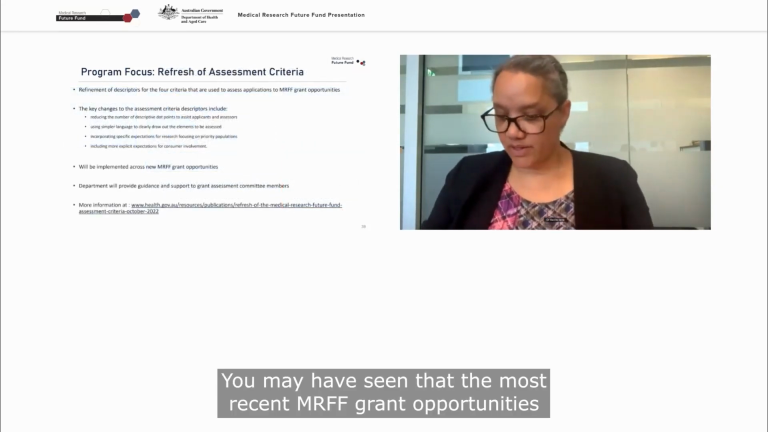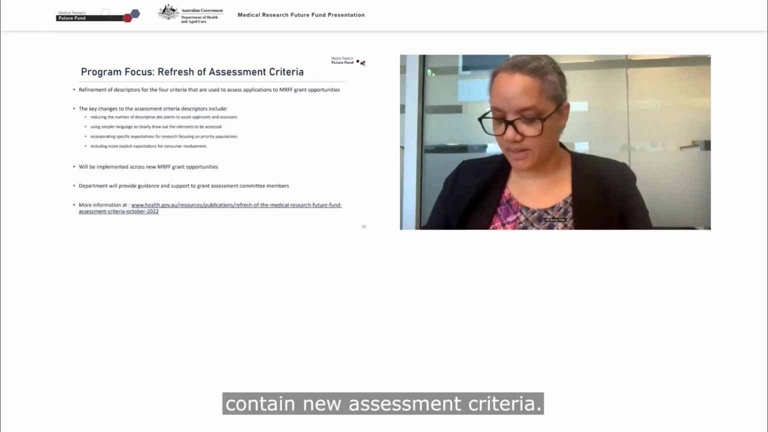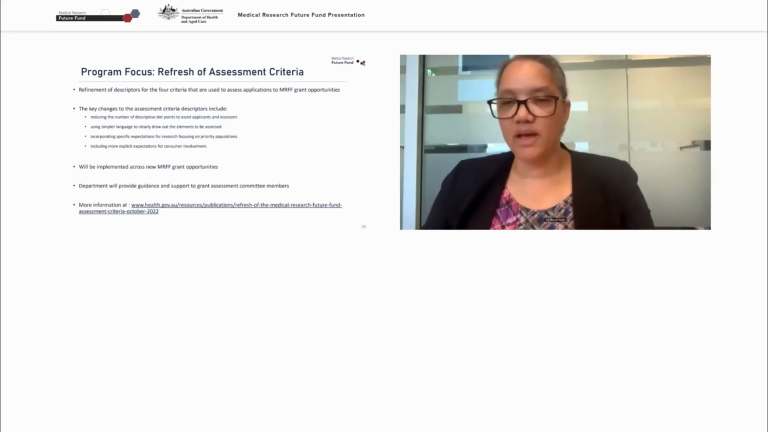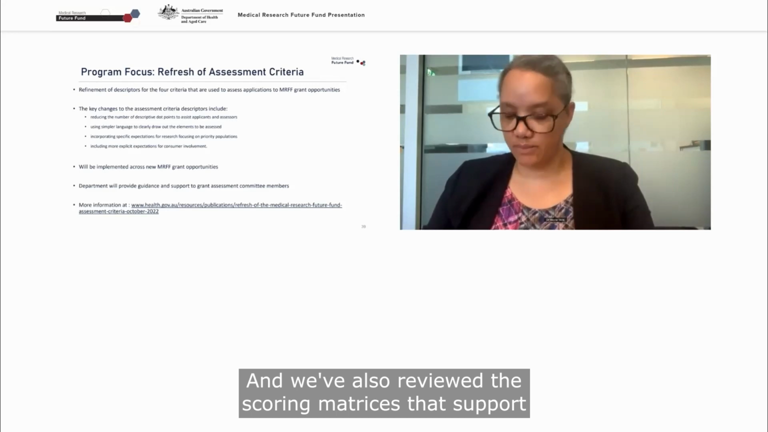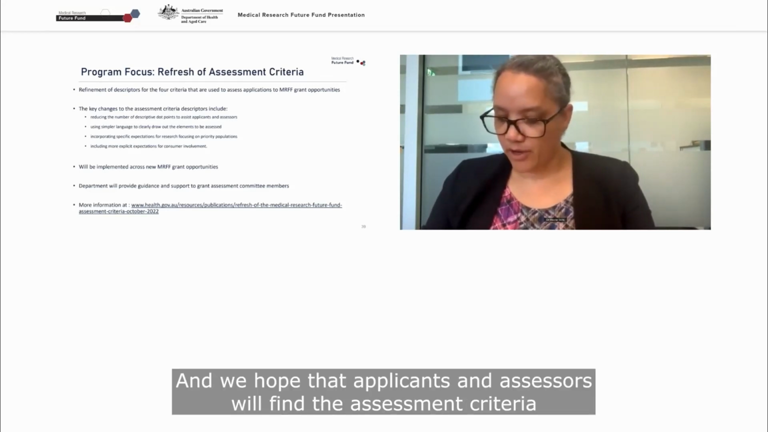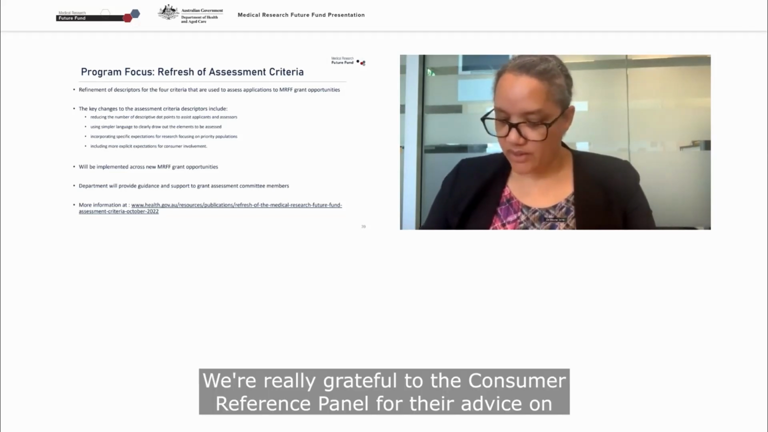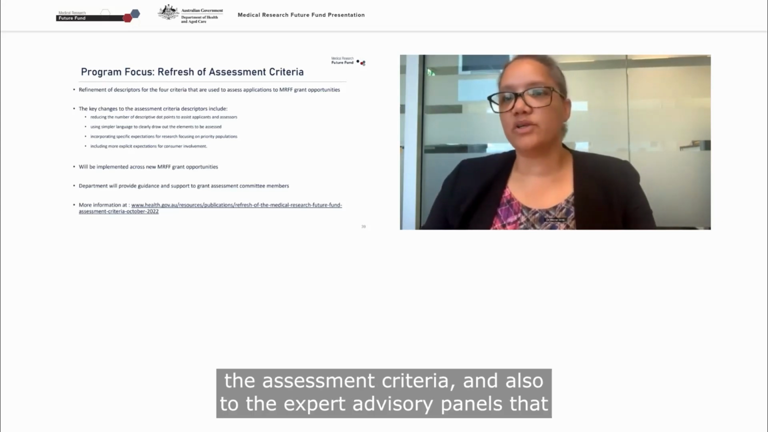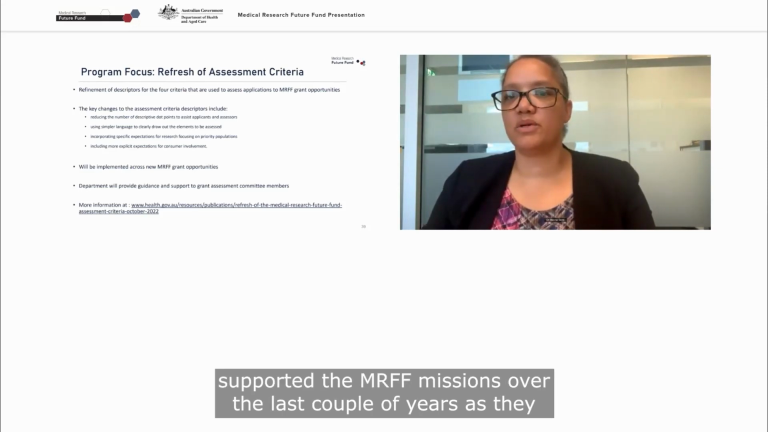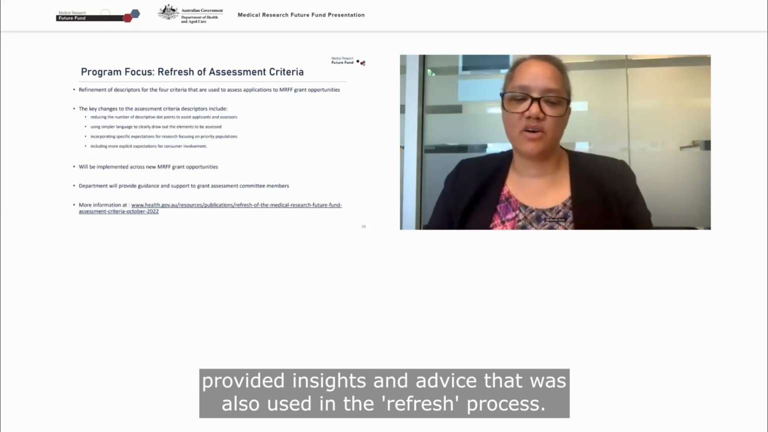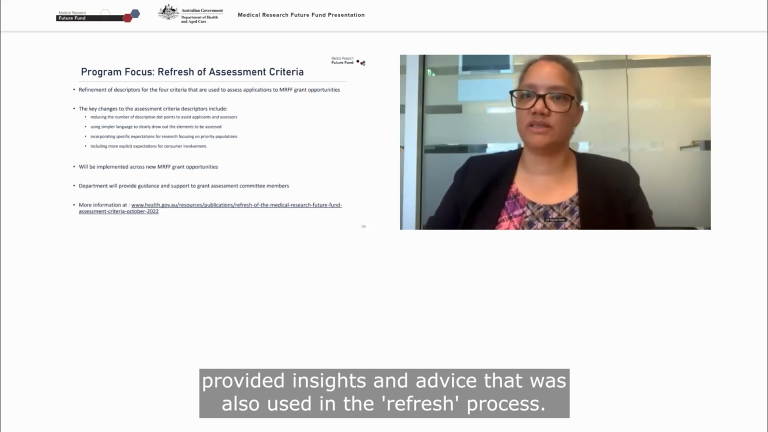You may have seen that the most recent MRFF grant opportunities contain new assessment criteria, and we've also reviewed the scoring matrices that support the assessment criteria. And we hope that applicants and assessors will find the assessment criteria easier to use in seeking and assessing grant applications for MRFF funding. We're really grateful to the Consumer Reference Panel for their advice on the assessment criteria, and also to the expert advisory panels that supported the MRFF missions over the last couple of years, as they provided insights and advice that was also used in the refresh process.